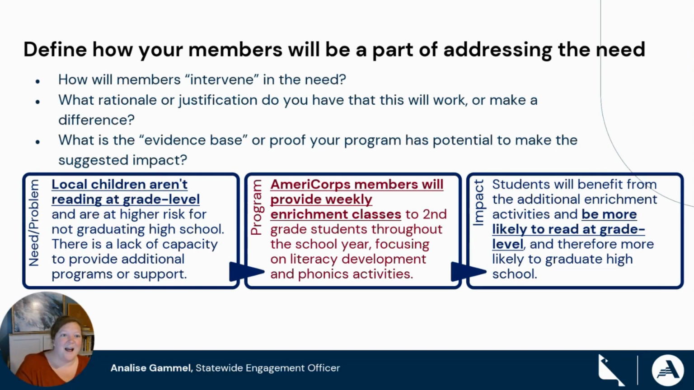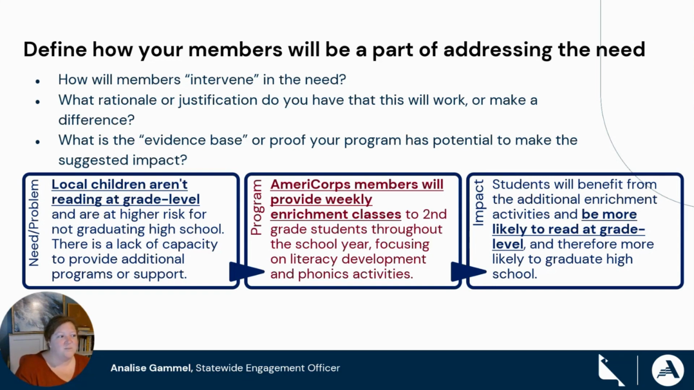We're thinking about how members are going to intervene in the need. So we want to think about the different elements that we're building in through our program to help make this difference that we know our community needs. We're looking at justifying why we think this is going to work, right? And we'll talk a little bit about what those pieces can mean. We're also looking for an evidence base.